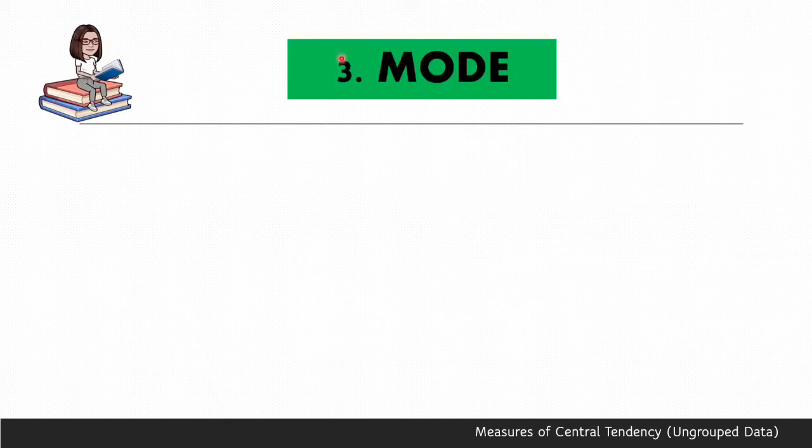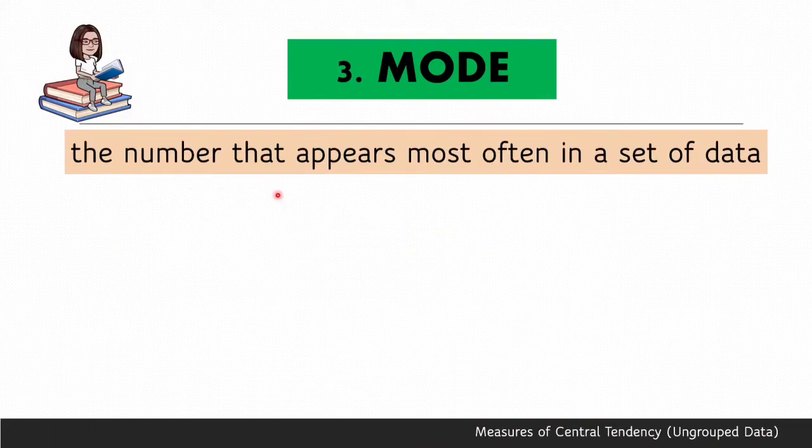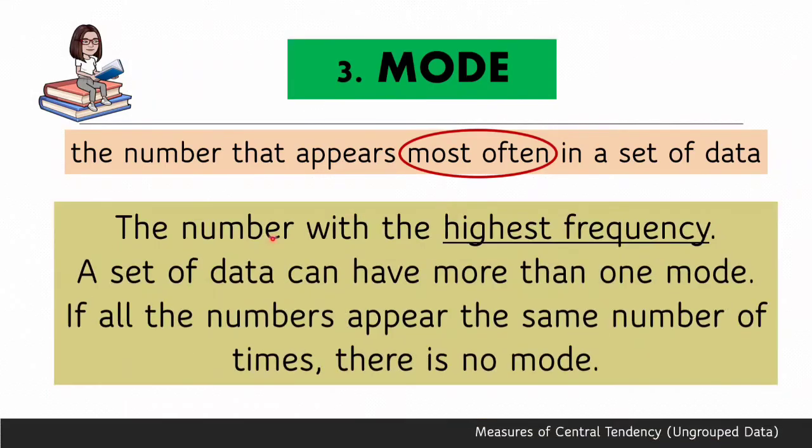Let's have now the third measure of central tendency, which is mode. This pertains to the number that appears most often in a set of data. Our clue word here is most often, which means pinakamaraming beses nag-appear, pinakamadalas na nag-appear, or a number with the highest frequency. So it's also a set of data can have more than one mode. And if all the numbers appear the same number of times, there is no mode. Okay, let's dig further about this topic.